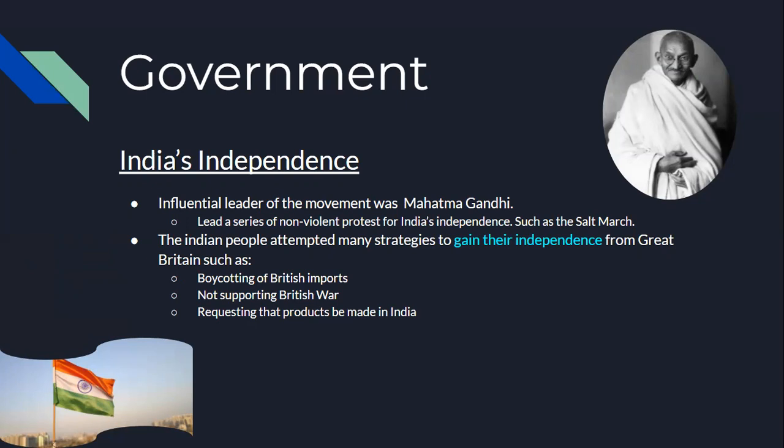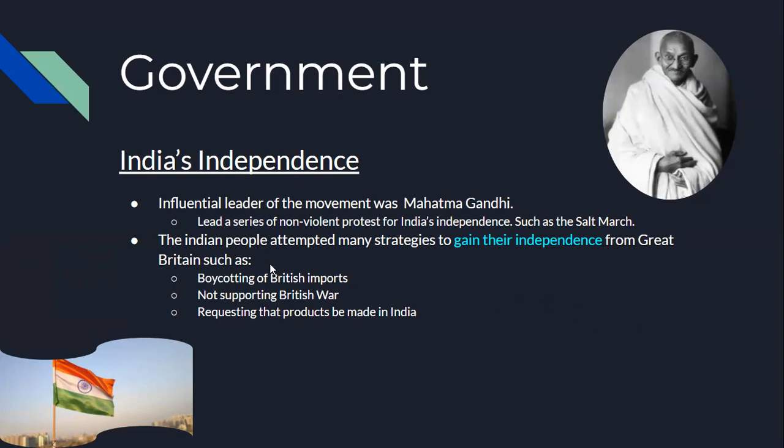Mahatma Gandhi, or Gandhi, led a series of nonviolent protests for India's independence, such as the Salt March, where roughly 60,000 Indians protested by illegally collecting salt and, of course, marching. This is Gandhi, right in the top right.